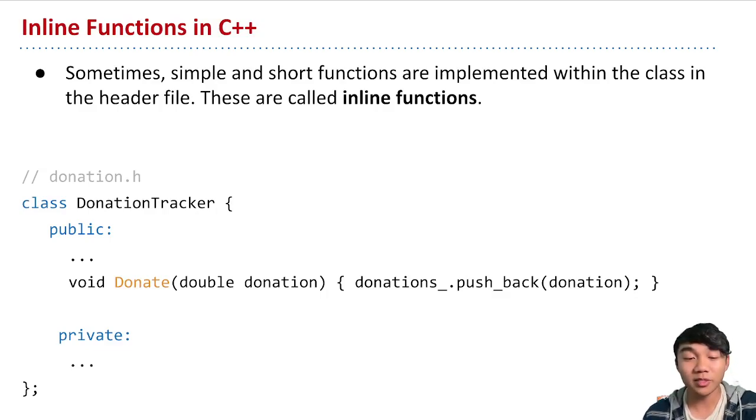Stylistically, based on the Google C++ style guide, we suggest defining a function inline only if it's less than 10 lines of code and doesn't have more complex pieces of logic, like, say, if it has any for loops in it. If it doesn't have that and it's short, then you can define that function inline within the class. Generally, this might be your getter and setter functions, because usually those are only 1 line of code.